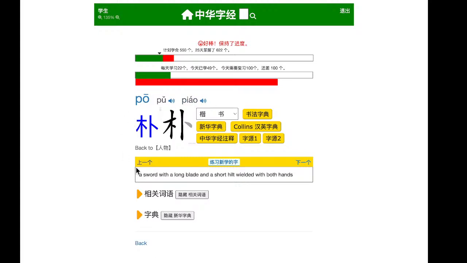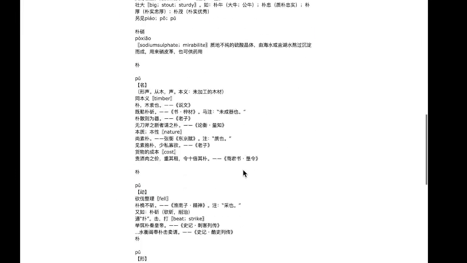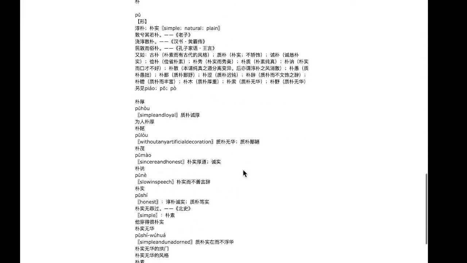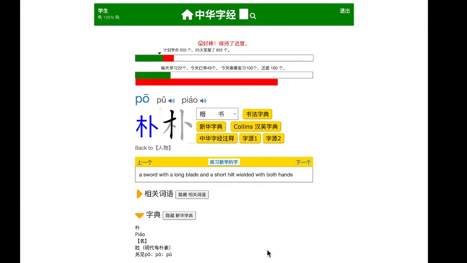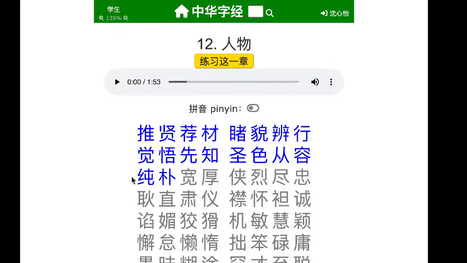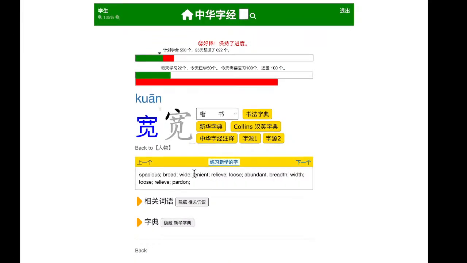And 朴 also refers to a type of sword with a long blade and a short hilt. It's kind of a big sword. Yeah. Not sure I can find a picture of that. But it's not that important. 淳朴 here is just pure and simple. Keep it pure and simple.